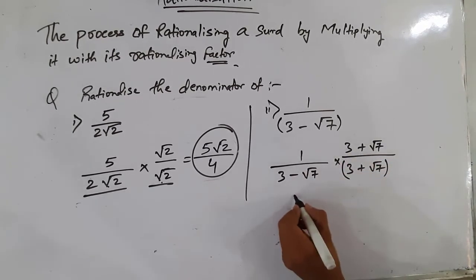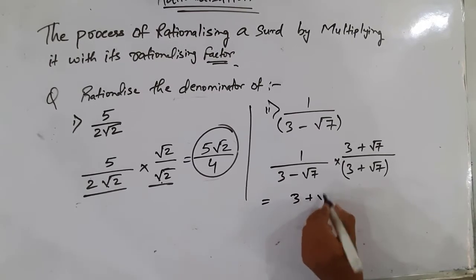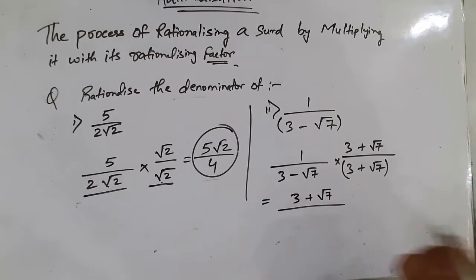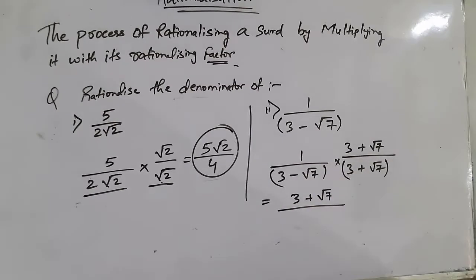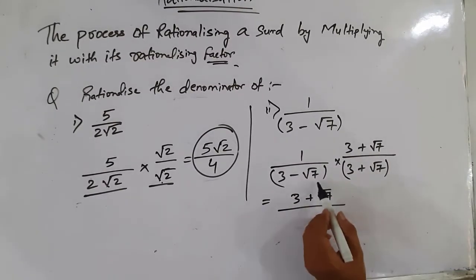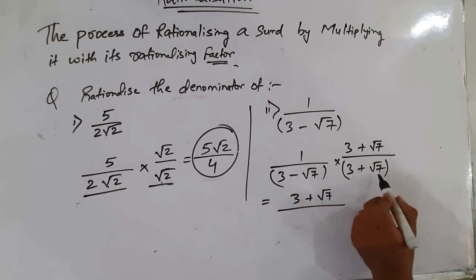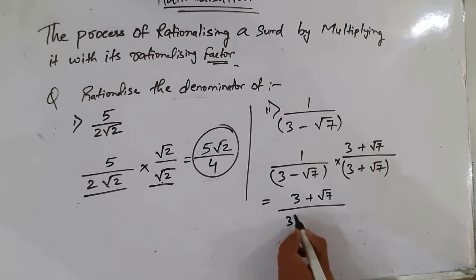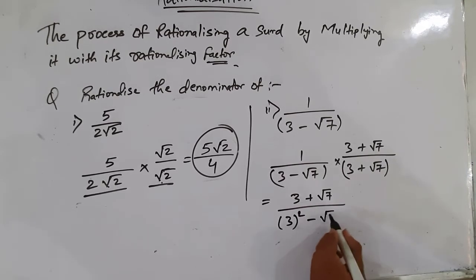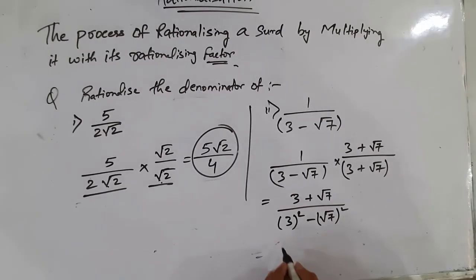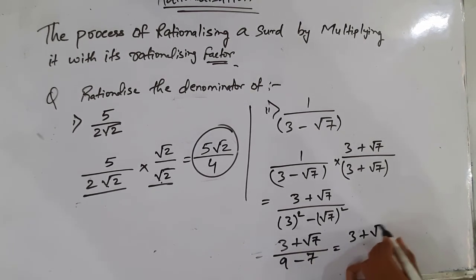So 1 multiplied by this gives 3 plus root 7 in the numerator. In the denominator we have 3 minus root 7 and 3 plus root 7, so it can be expressed as a minus b multiplied by a plus b. So we can write 3 square minus root 7 whole square. So we get 3 plus root 7 upon 9 minus 7, which is 3 plus root 7 upon 2.